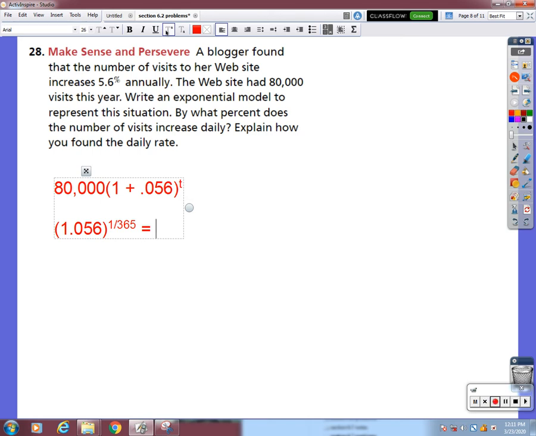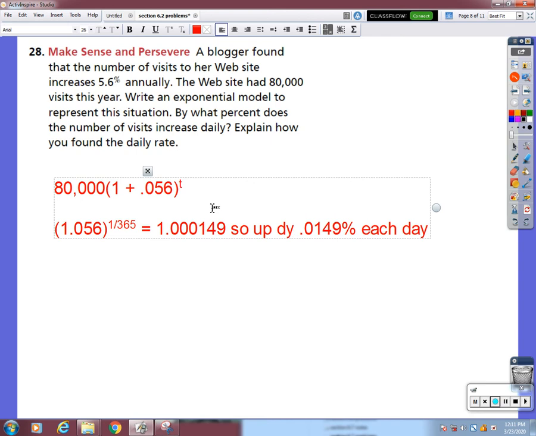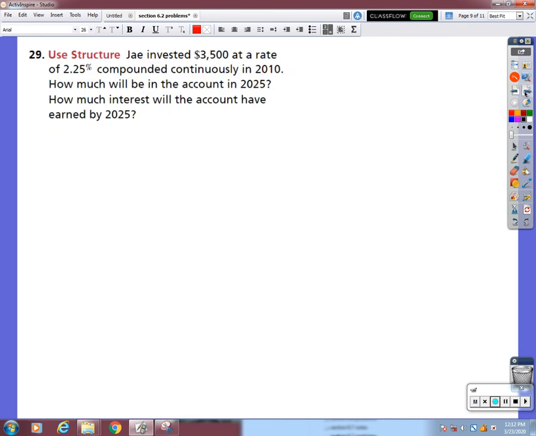So daily, this works out to be 1.000149, which means if I move this over 2 places, that would be 0.0149% each day. So we're going up by 0.0 blah blah blah each day. Yeah, not very much, but whatever, keep at it. Get your message out there.